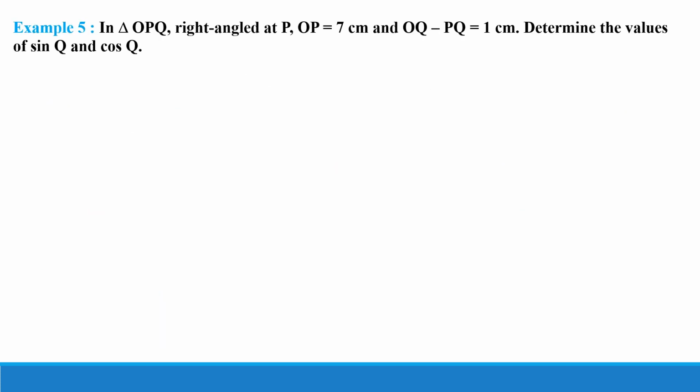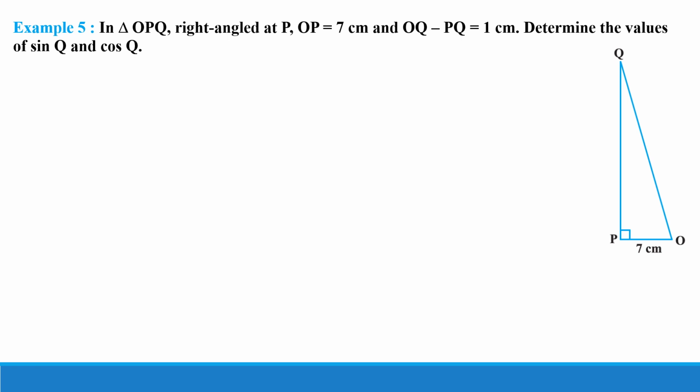And the question is this: in a triangle OPQ right angled at P, OP is 7, and the difference of OQ and PQ is 1 cm. We need to find out the value of sine Q and cos Q. So it's very clear that if you want to find out any trigonometric ratios, we just need to know the sides of a right angle triangle. If we know the measurement of all three sides of a right angle triangle, we can obtain the value of any trigonometric ratio. So for the same, we will consider this triangle.